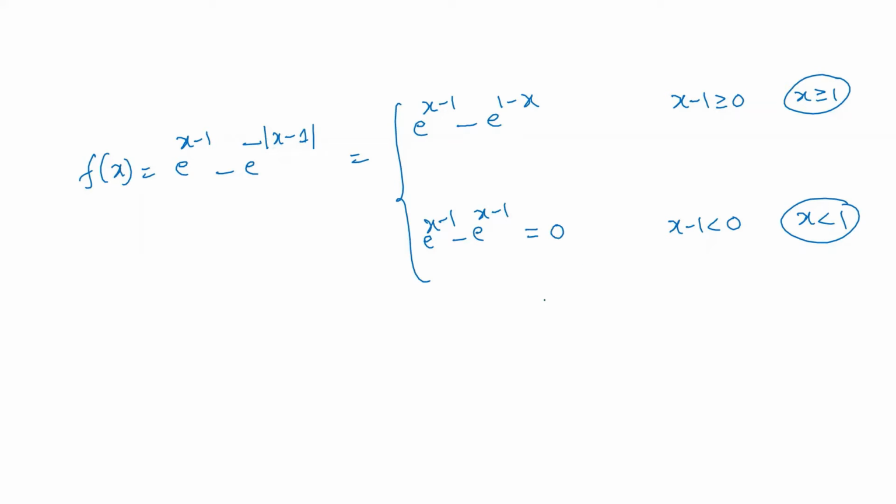Right? So this is what your f of x is going to be: f of x is going to come as 0 when your x is less than 1. And this is going to come as e raised to x minus 1 minus e raised to 1 minus x when x is greater than or equal to 1. So now try to plot these graphs and understand which area they're asking.